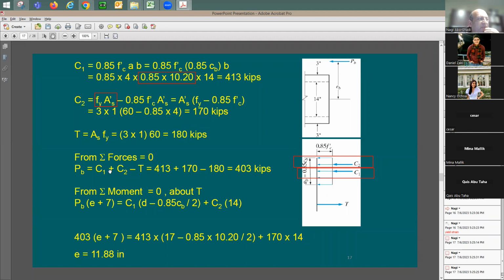Now, when you do summation of the force equal to 0, you cannot ignore this external applied force. So we're going to say this force is going to be equal to the difference between compression force and the tension force, turned out to be 403 kips. You'd like to figure out the amount of eccentricity, this E. So what you need to do is just take the moment about this point.